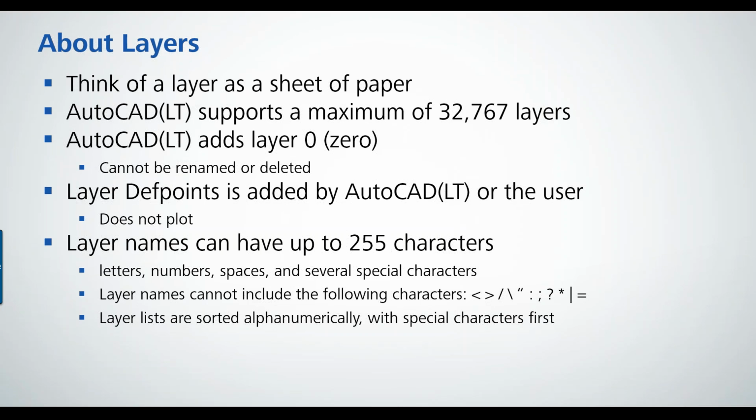Yeah, I concur. So here are some important things. Layer names can have up to 255 characters. These can be letters, numbers, spaces, and there are several special characters you can use. I've also listed which special characters you cannot use in a layer name, and that's on the second line from the bottom here.